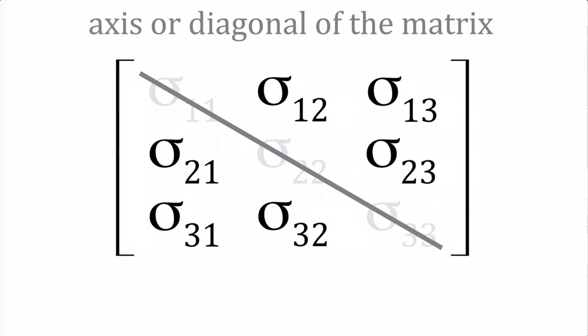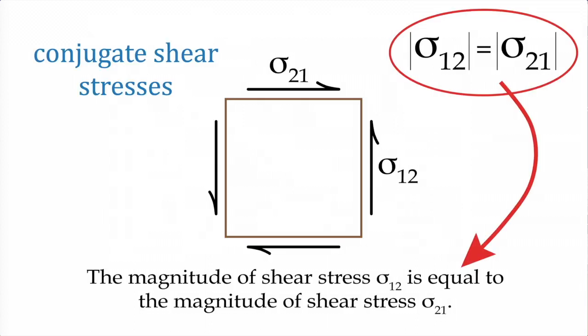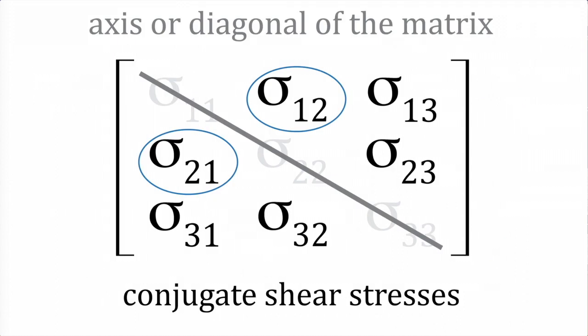Now, in the last video, we learned something interesting about those shear stresses, particularly sigma 1,2 and sigma 2,1. We found out that they call them conjugate shears, and that the magnitude of sigma 1,2 must be equal to the magnitude of sigma 2,1 in order for this cube to remain in static equilibrium. When we go back to our little matrix, we see that sigma 1,2 and sigma 2,1 are located right opposite each other across that diagonal line.